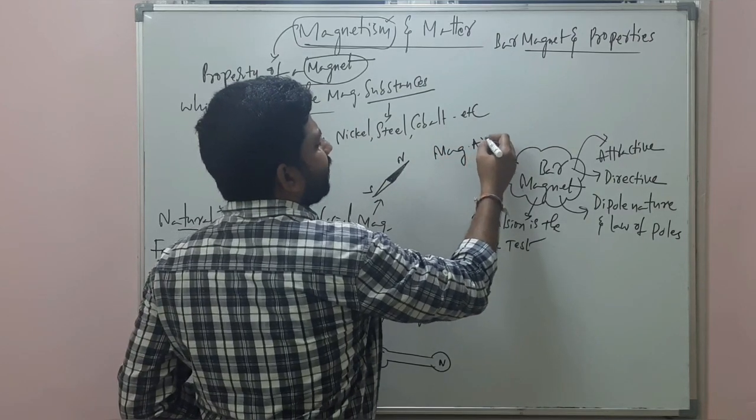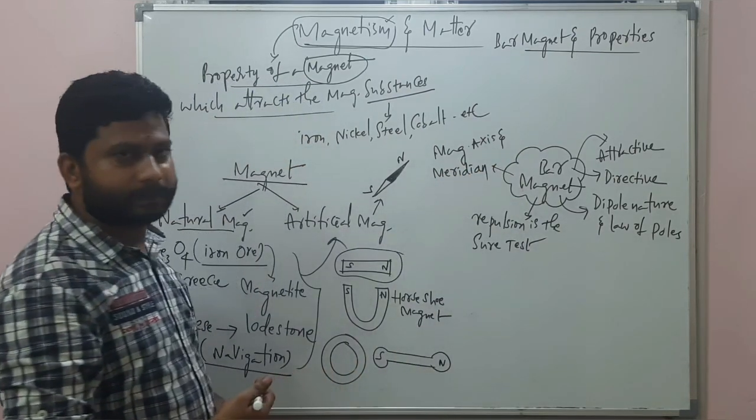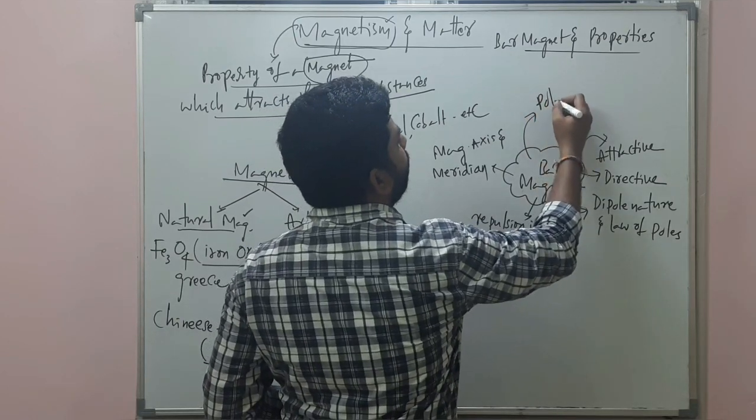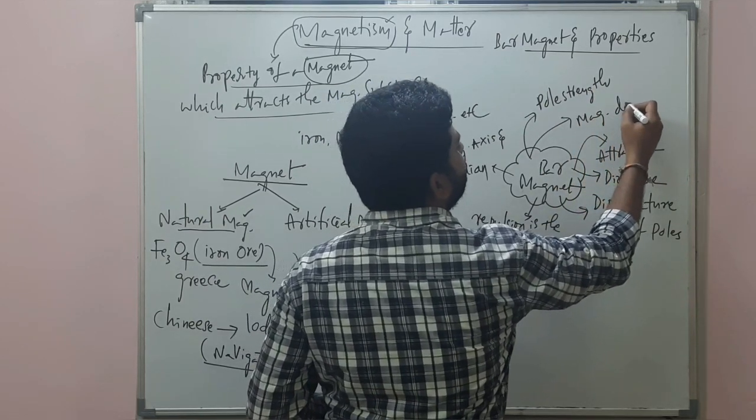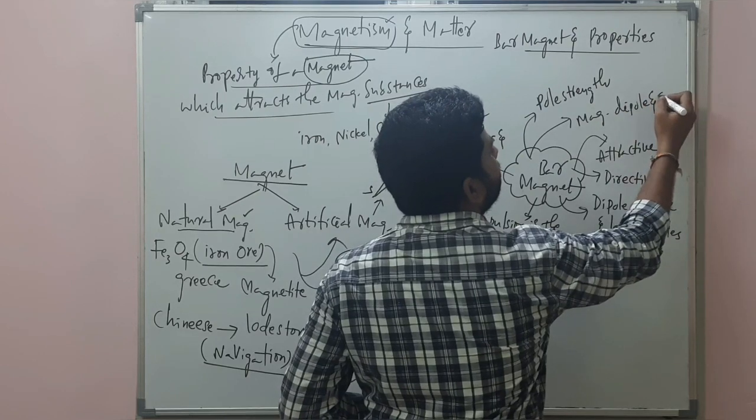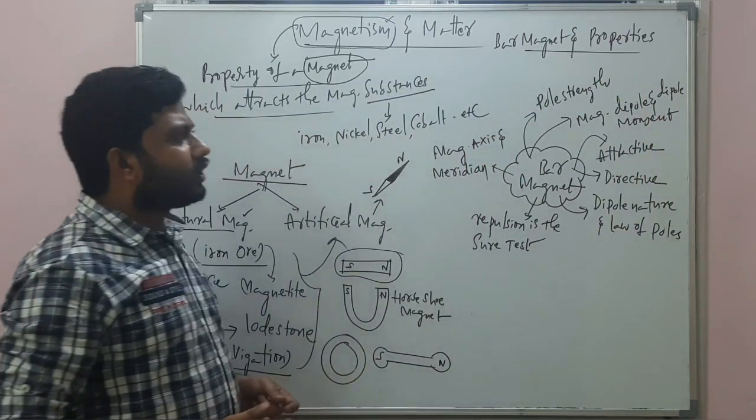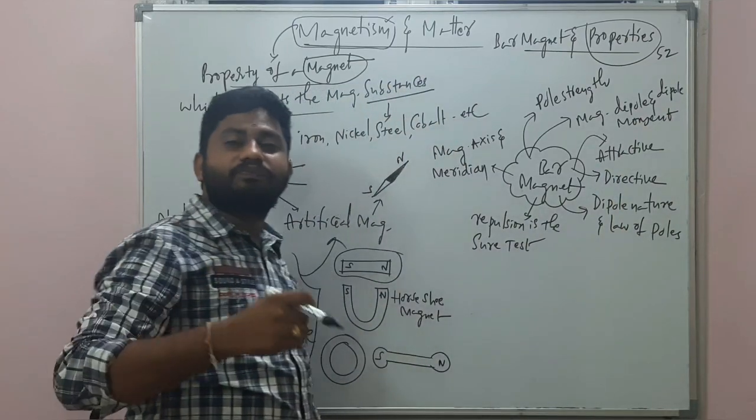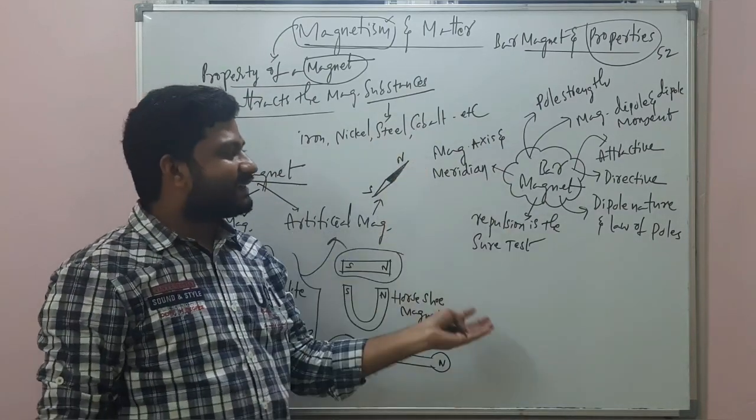One more will be the magnetic axis and magnetic meridian. And you can write one more, like pole strength, and the other one is magnetic dipole, and magnetic dipole moment. Actually speaking, there will be 52 properties, small or big or major concepts together, for the bar magnet. So what maximum we can discuss, we'll do it now.